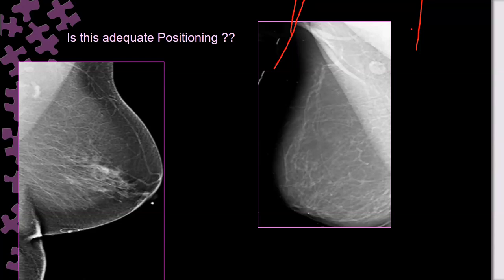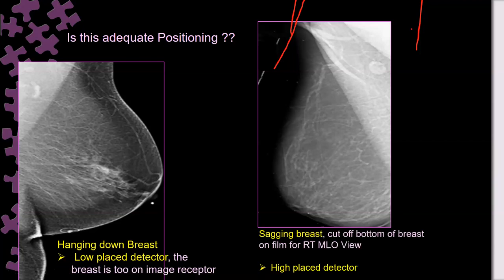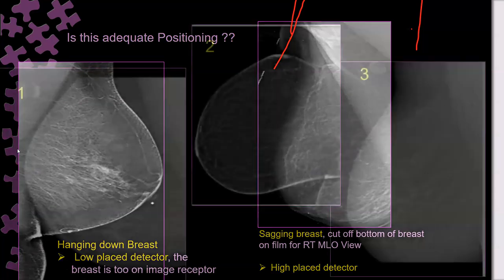Regarding position, the left is too high. This one is cutting inferior, cutting these. This is sagging, and again, the nipple is down. I could see all these distances. These are examples of hanging and sagging breast. Look for the hanging. Look for the pectoralis. You have seen part of the pectoralis, but you could not see the lower part. If you can see this part, still it is not an optimum image.